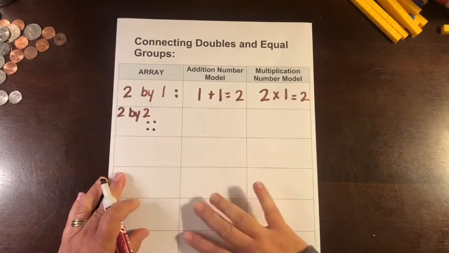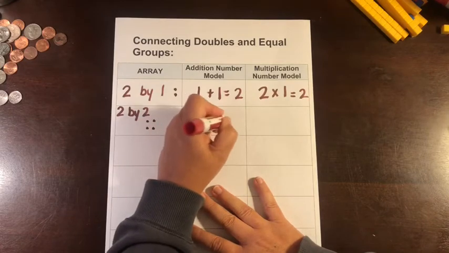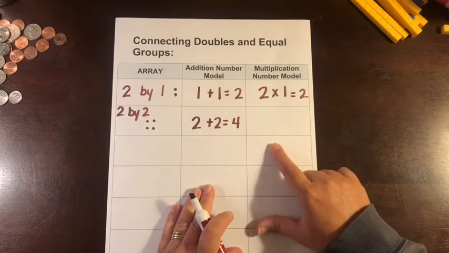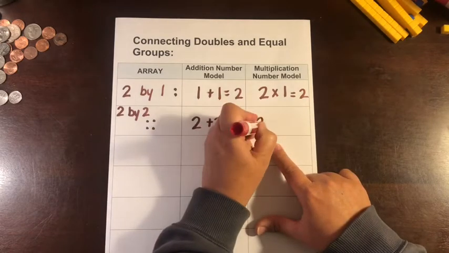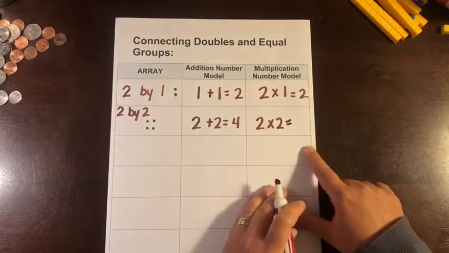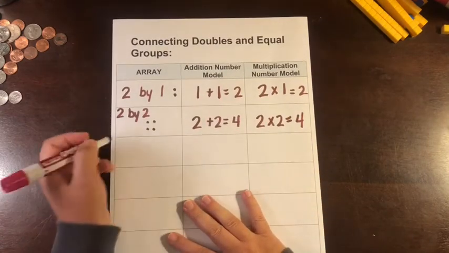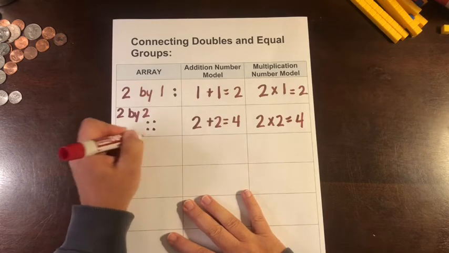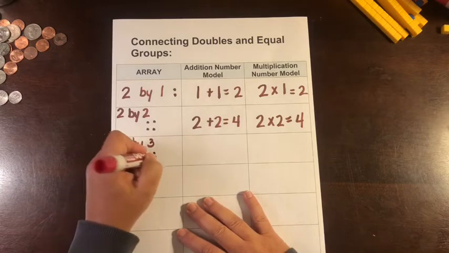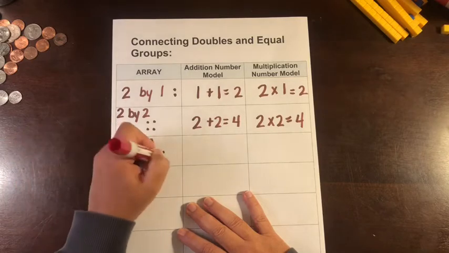And what would my number model look like? Row plus row, which is 2 plus 2 equals 4. And then if I wanted to write it as a multiplication number model, how many rows do I have? 2. And how many are in each row? 2. And what is my answer? 4. Good job. Let's do another one. What if I have a 2 by 3 array? How many rows? 2. How many are in each row? 1, 2, 3. 1, 2, 3.